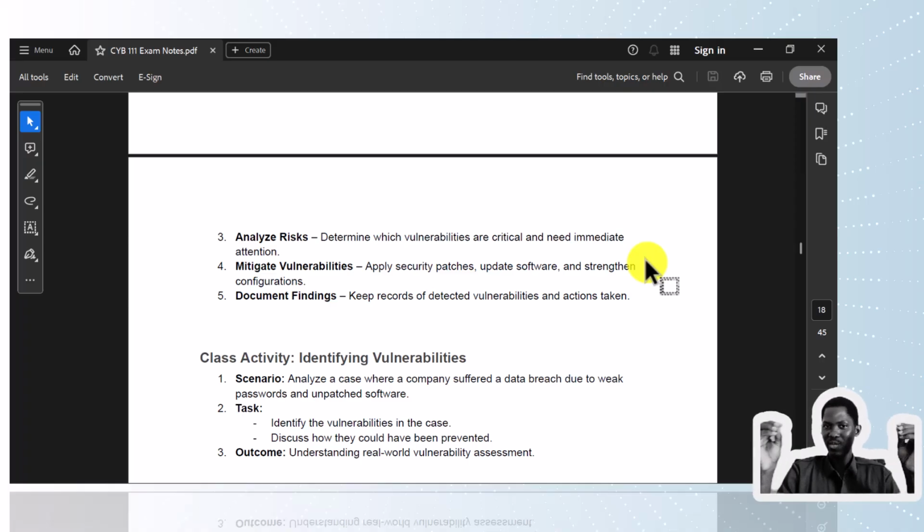So we have different vulnerabilities now. It could be software, it could be hardware, it could be human vulnerability. Maybe you found somebody that lacks awareness about phishing, and then you teach that person. You make that person informed about this particular vulnerability. That's an action that you've taken to fix the vulnerability. If you apply security patches, that's an action that you've taken. So that's the last thing: you document your findings by keeping records of detected vulnerabilities and the actions you've taken.